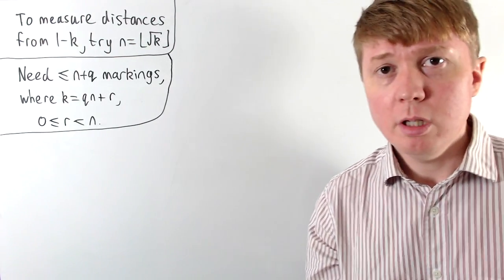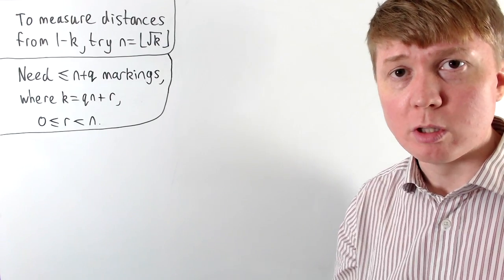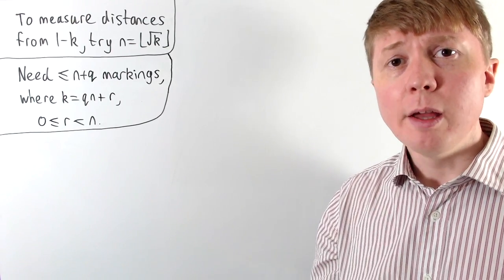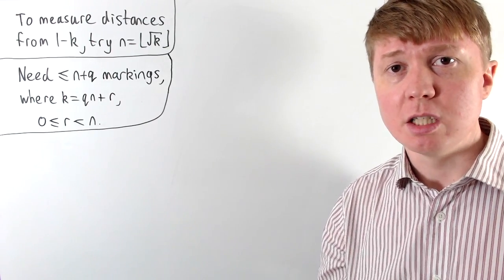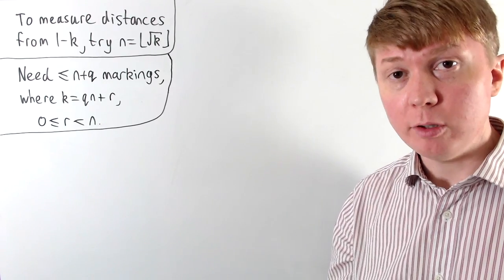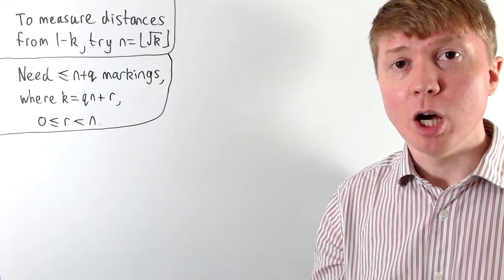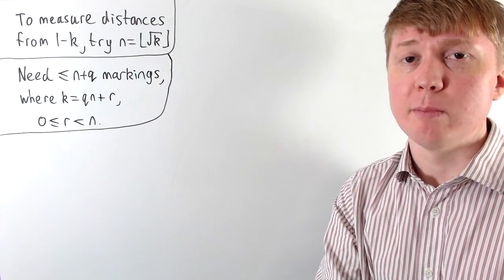And now we want to turn this upper bound n plus q into a function of k, so that if we want to be able to measure all the distances from 1 up to k, we know as a function of k roughly how many markings we can do this with following this method.